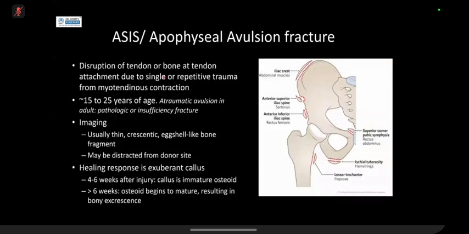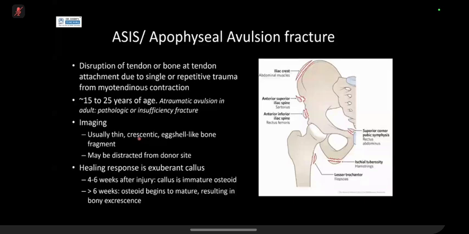So it can be due to a single or repetitive trauma, your disruption of the tendon or bone. Often it's 15 to 25 years of age, sports person. But if you get an avulsion fracture in an adult, often in the lesser trochanter, you're thinking of something like a pathologic or insufficiency fracture. So I think that's the key thing here.